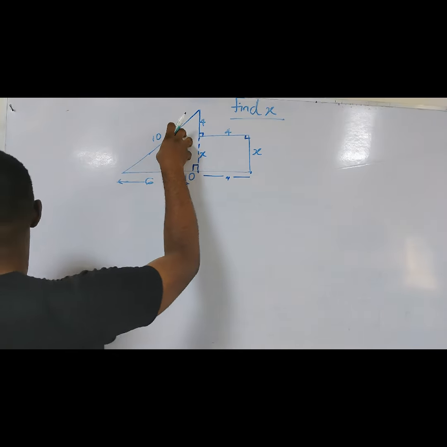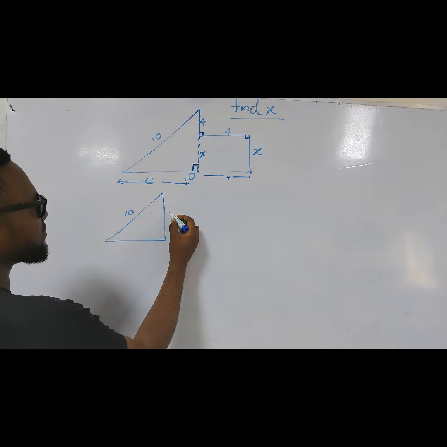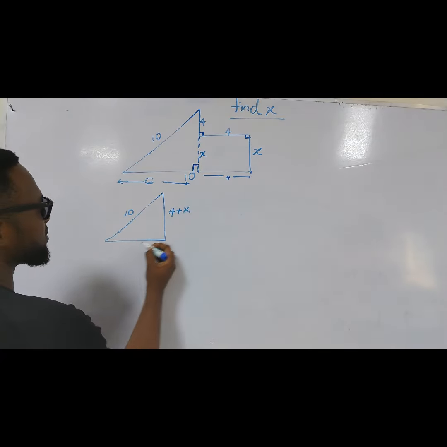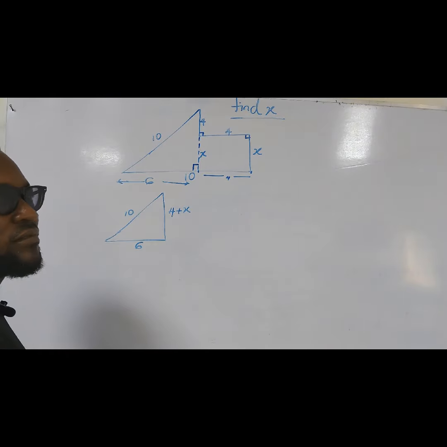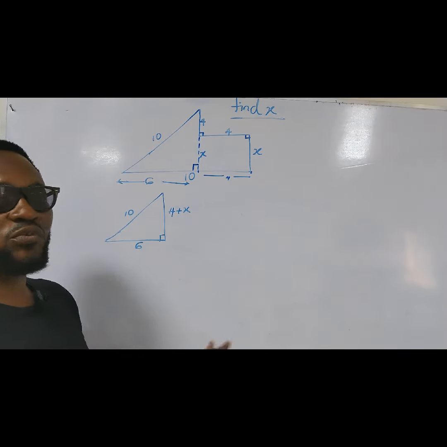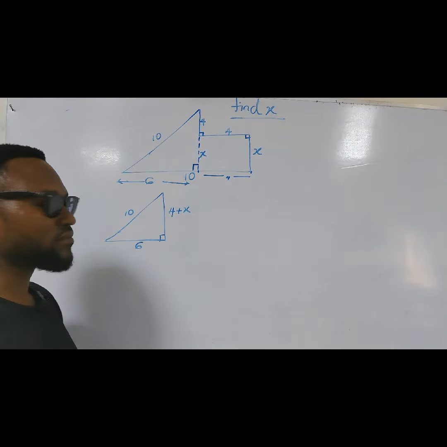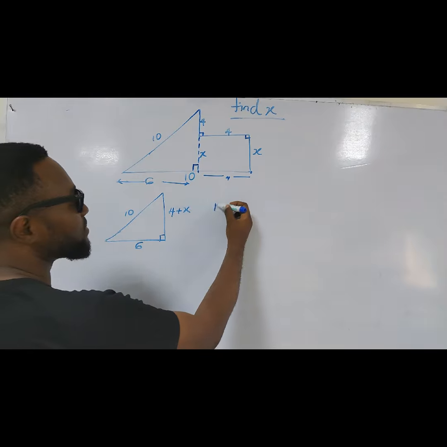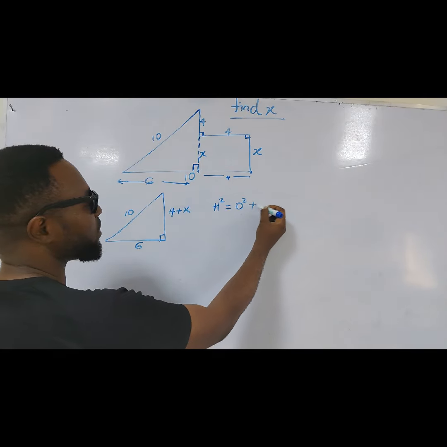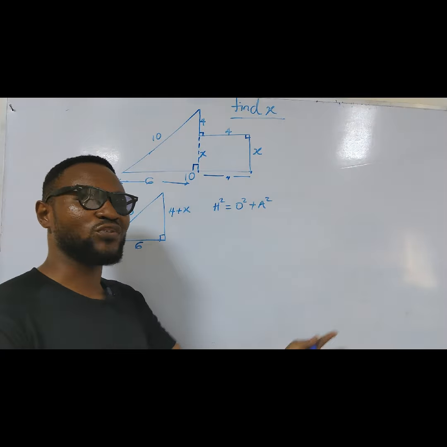So let's bring this triangle out. A triangle like this. This is 10, this is 4 plus X, and this is 6. All right, knowing this, obviously a right angle triangle. So we remember our Pythagorean theorem. Now remember, Pythagorean theorem says hypotenuse square equals the opposite square plus adjacent square. That, on the one hand, would take us too long to do.